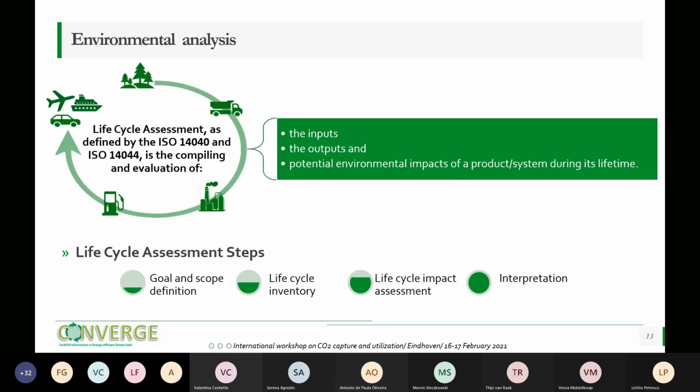Another task within this work package deals with the environmental evaluation using the LCA methodology. LCA was defined by the ISO standards and deals with the evaluation of inputs, outputs, and potential environmental impact of the product system during the product or process lifetime. It contains four phases, more exactly the goal and scope definition, the life cycle inventory, the life cycle assessment, and the interpretation of the results.